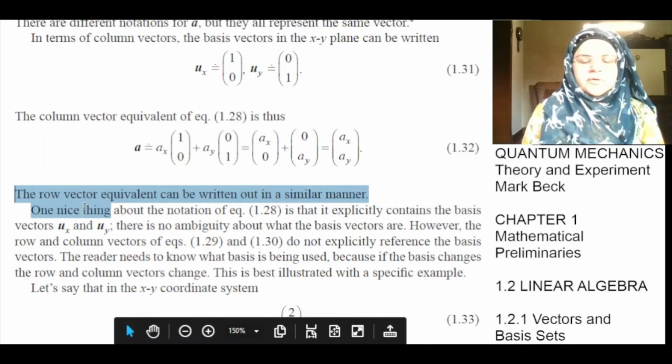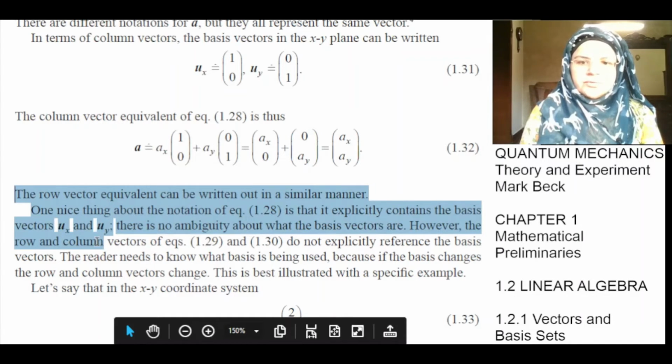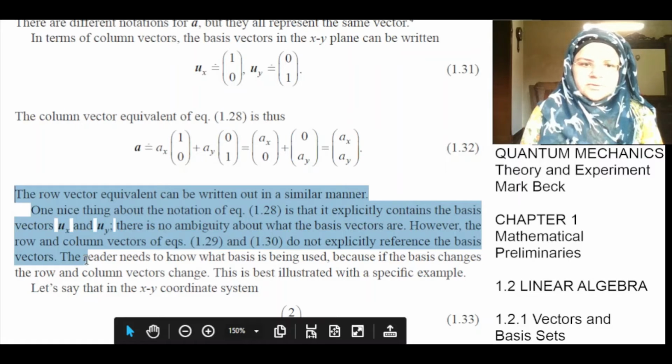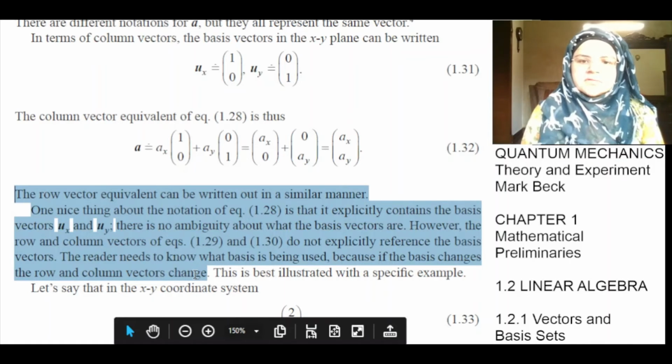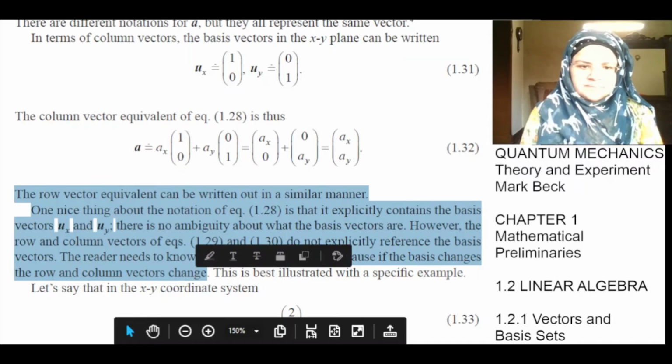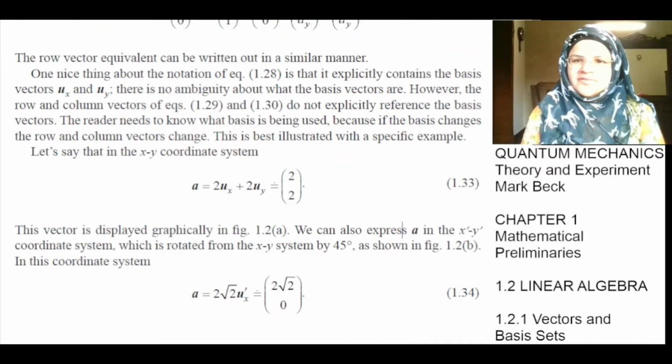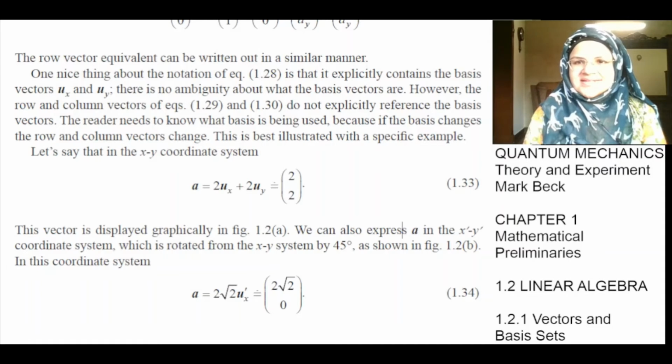One nice thing about the notation of equation 1.28 is that it explicitly contains the basis vectors ux and uy. There is no ambiguity about what the basis vectors are. However, the row and column vectors of equations 1.29 and 1.30 do not explicitly reference the basis vectors. The reader needs to know what basis is being used because if the basis changes, the row and column vector change. This is best illustrated with a specific example. If the basis changes, the components also change. Therefore, it is important to specify the basis.